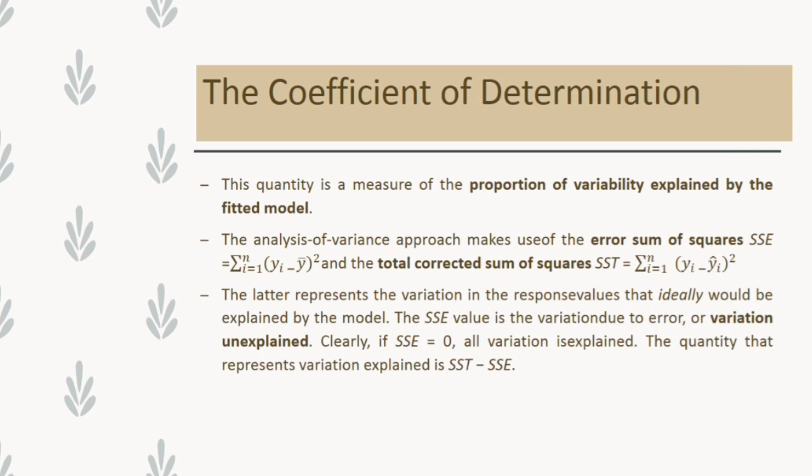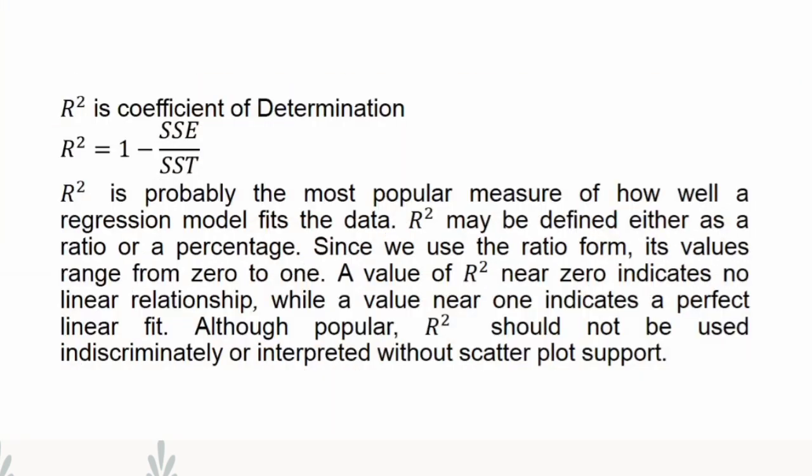Clearly, if SSE equals 0, all variation is explained. The quantity that represents variation explained is SST minus SSE. R squared is the coefficient of determination, and the formula of R squared is 1 minus SSE over SST.